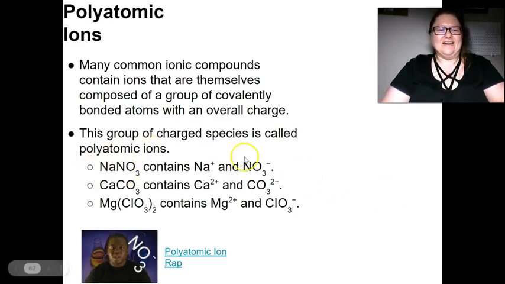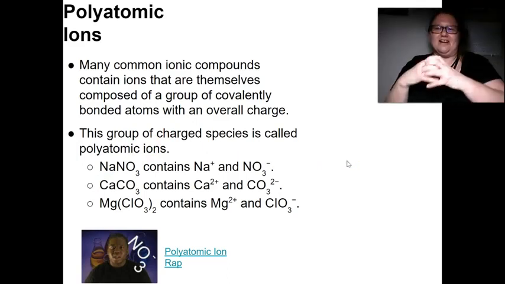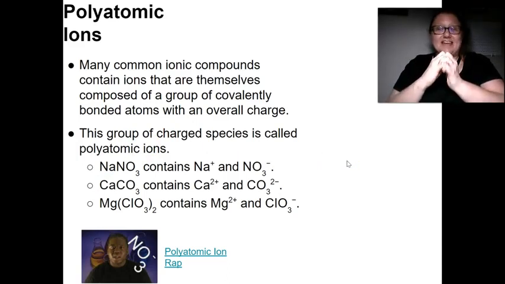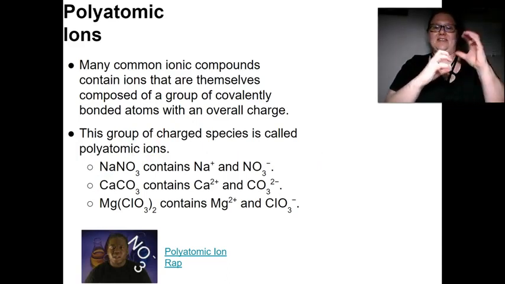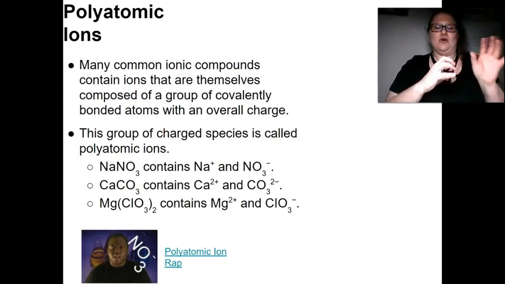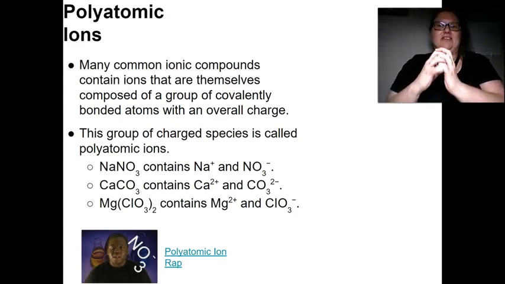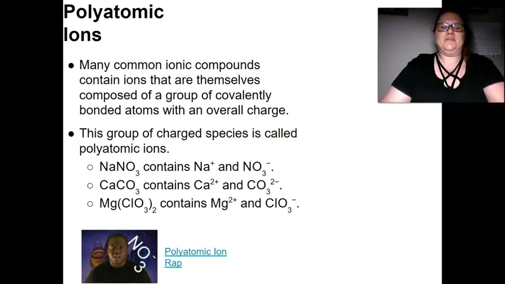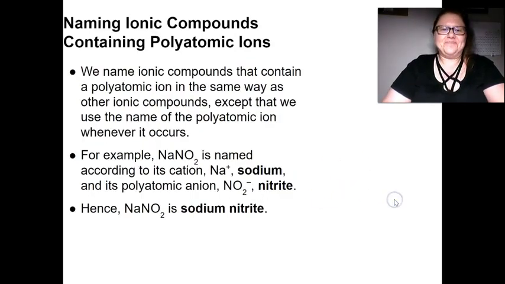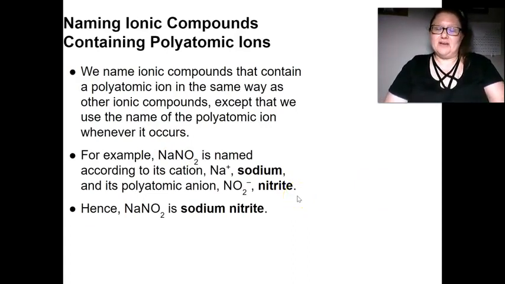But polyatomic ions, again, are a group of atoms that are covalently bonded together, but they are not neutral. They do have an overall charge. And so they stick together as one big ion, polyatomic ions. They have their own names to show that you have the polyatomic ion versus just the one element ion.